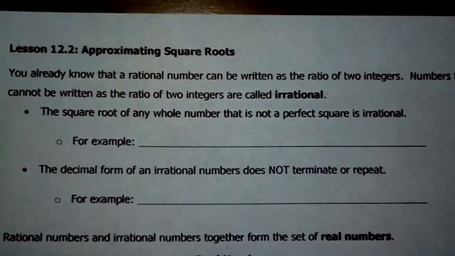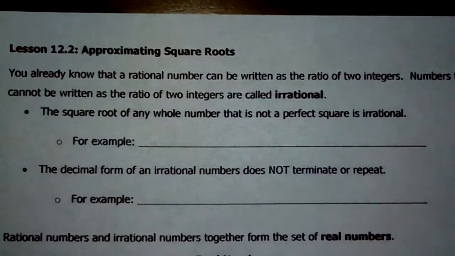So anyhow, if it's not a perfect square and you take the square root of it, it's going to keep going. And this next thing says that the decimal form of an irrational number does not terminate or repeat. So if you have something that does not terminate or repeat, you have an irrational number here. So that is any non-perfect square root.